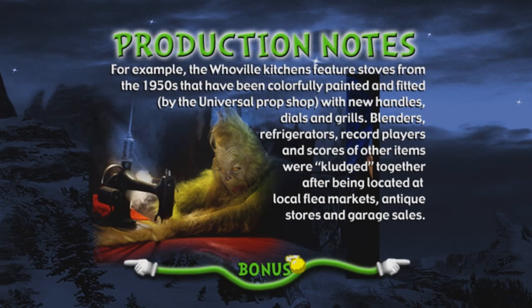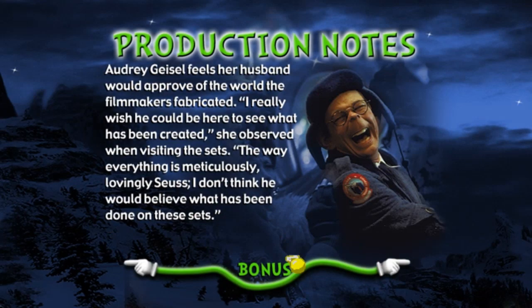Production notes, page 14 of 23. For example, the Whoville kitchens feature stoves from the 1950s that have been colorfully painted and fitted by the Universal Prop Shop with new handles, dials, and grills. Blenders, refrigerators, record players, and scores of other items were kludged together after being located at local flea markets, antique stores, and garage sales.